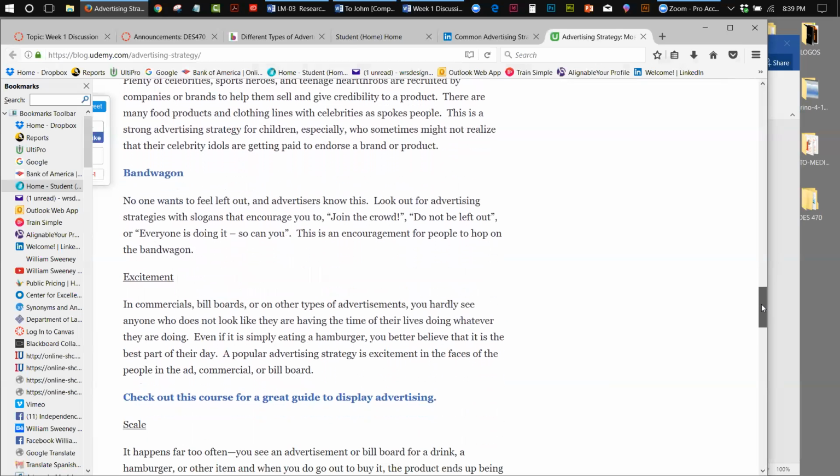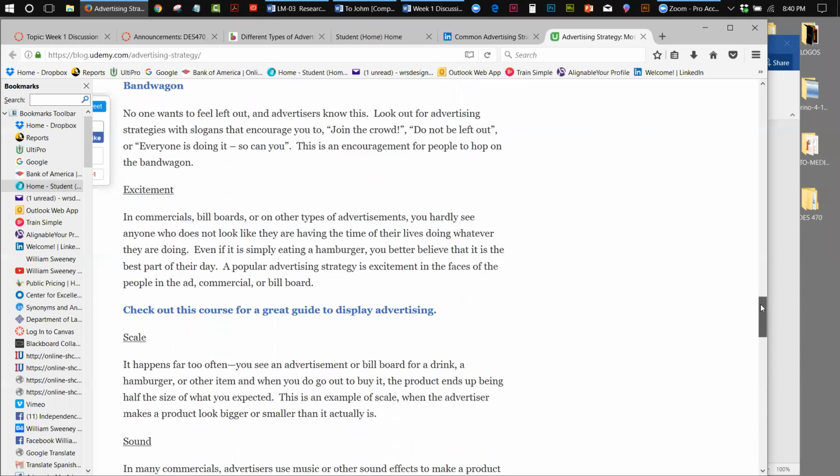So, bandwagon. No one wants to feel left out. Advertisers know this. Look out for advertising strategies with slogans that encourage you to join the crowd. Don't be left out, or everyone is doing it. This is common, but I think those are not the best examples of it, and I think it's probably done quite a bit more subtly than that. I think he's just being obvious. If you were going to use this kind of thing, I would be very careful to come up with a more subtle bandwagon sort of plea. It's an encouragement for people to hop on the bandwagon.